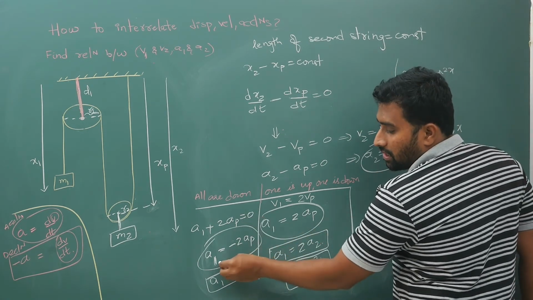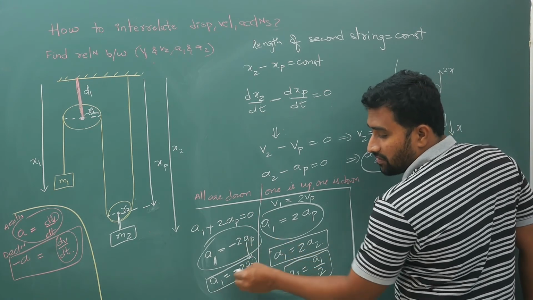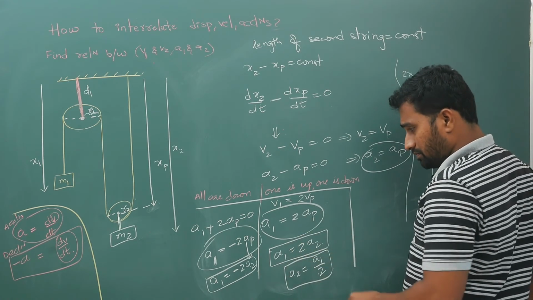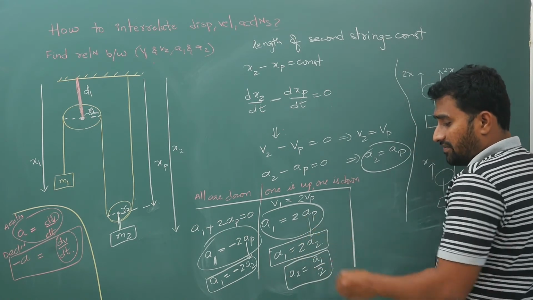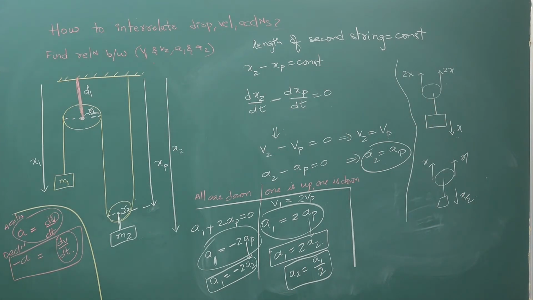If the direction is unknown, a1 is equal to minus 2 times ap, but ap is equal to a2, so a1 is equal to minus 2 times a2, and here also ap is equal to a2. If I substitute, you will get a2 is equal to a1 by 2. Okay, right? So a1 is 2 times a2.